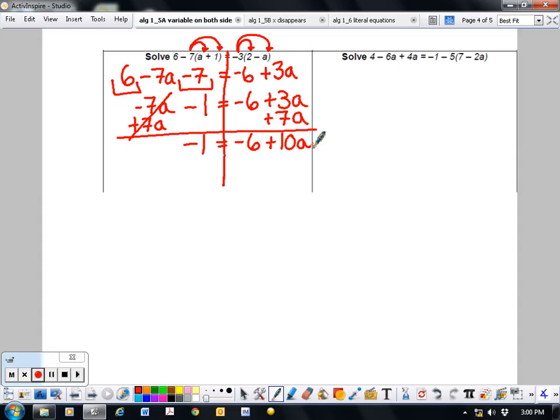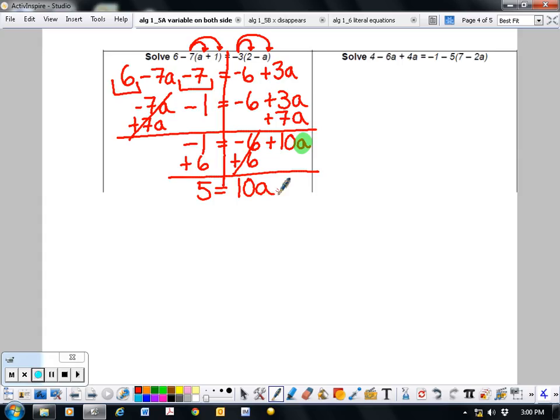And again, you can flip-flop if you want to. You can do what you need. But the idea is, here's my a. I want to move everything away from it. And I start with the number that's not right next to my a. So that negative 6 I'm going to move by adding 6 to both sides. So that turns into 0. This turns into 5. So 5 is equal to 10a.